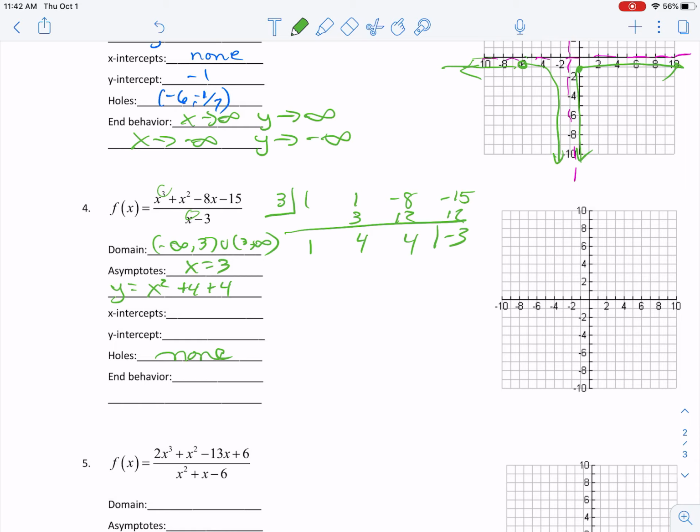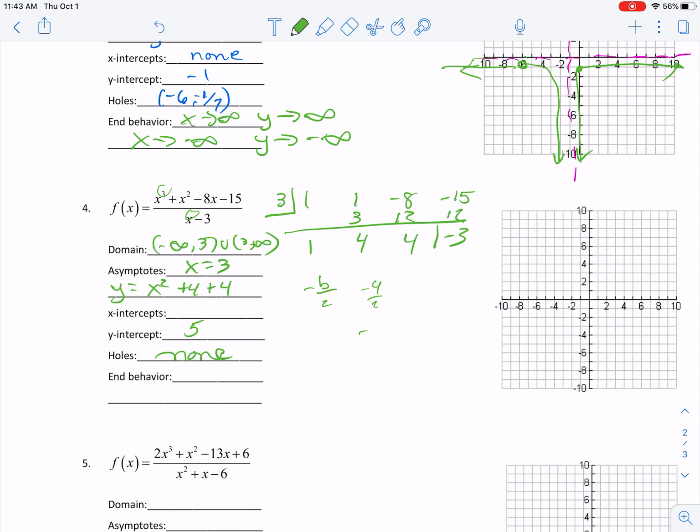X-intercepts, you set the top equal to 0. I don't want to do it. And the y-intercept, you let x equal 0, so you got 5. End behavior, well, we'll have to talk about that. Let's see, if I graph this parabola, -b over 2a is -4 over 2, so it's -2.